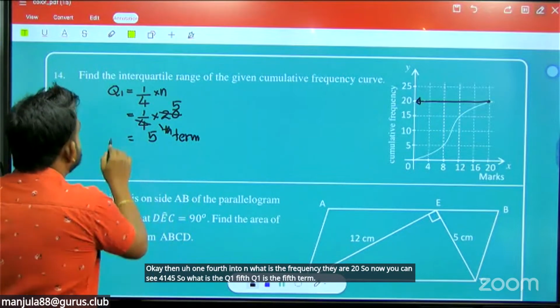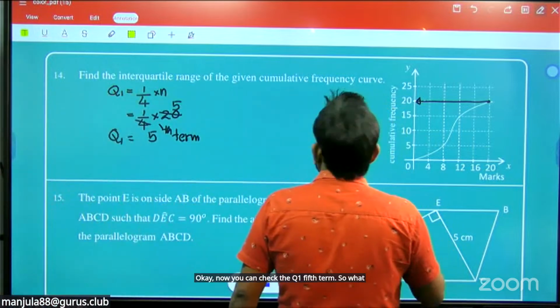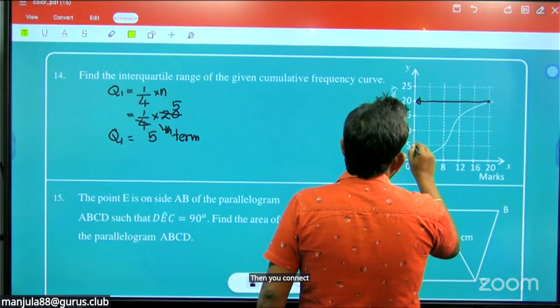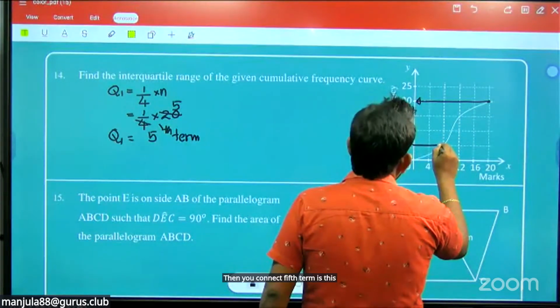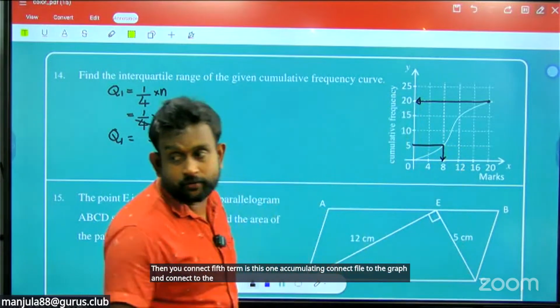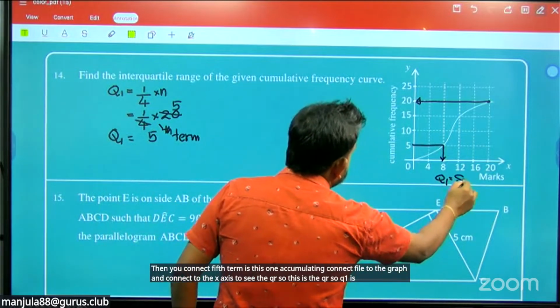Now you can check the fifth term. Connect 5 on the cumulative frequency axis to the graph and then connect to the x-axis to see the Q1. So this is the Q1. Q1 is the fifth term, that is 8.